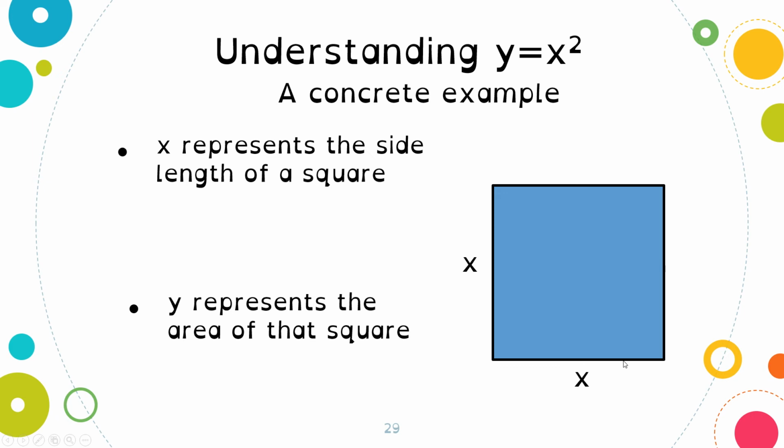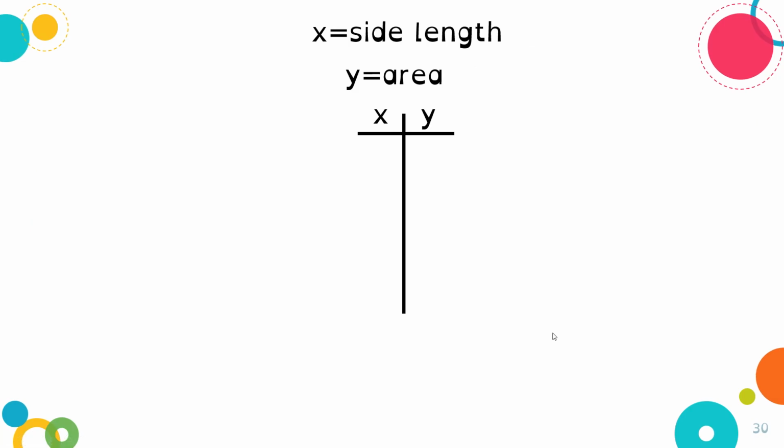So we're comparing the side length of a square to the area of that square, which is equal to, if you remember, the area of a square is equal to your side times your side. So x times x is x squared. So that's what this relationship is, the same idea. This is a concrete way of looking at this relationship of comparing the side length to the area of a square.